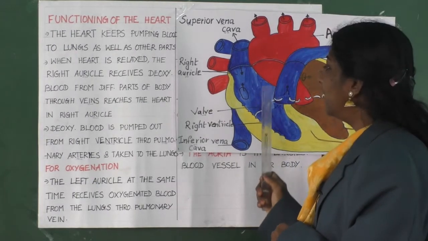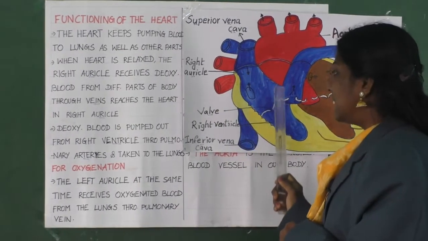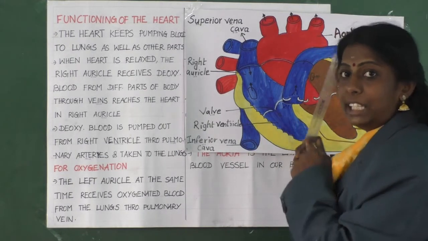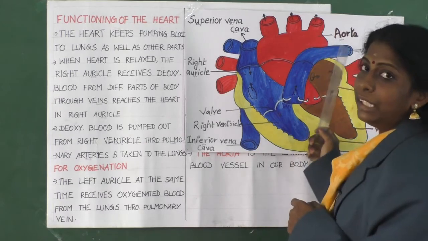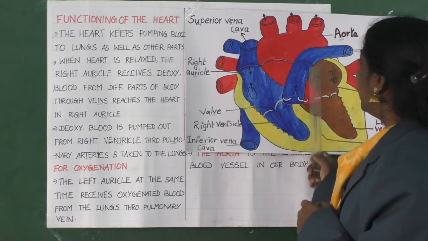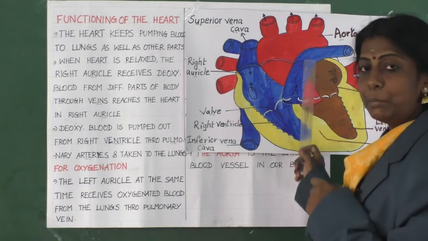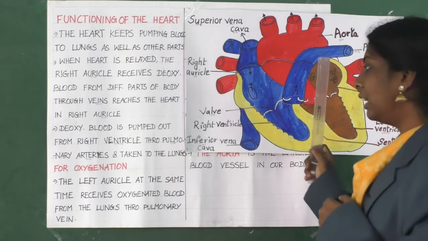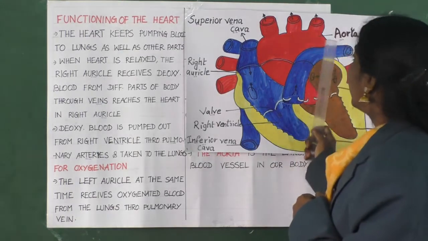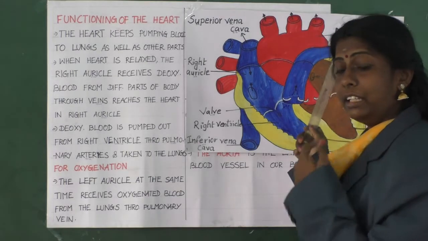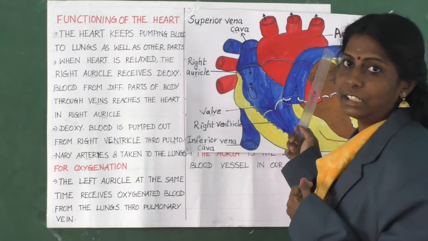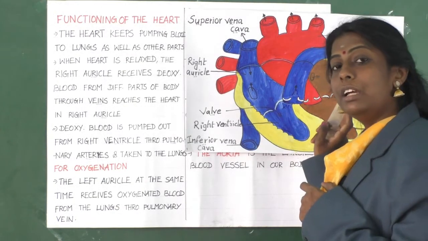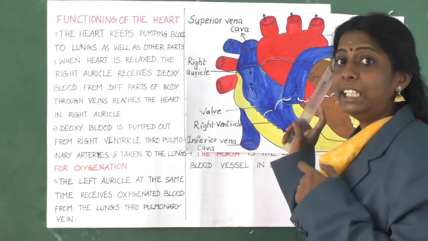Now, what is happening here? This deoxygenated blood is carried from the right ventricle to the lungs through the pulmonary artery. So once again, this pulmonary artery will carry the deoxygenated blood. Clear, children? It is carried to the lungs. What for? For oxygenation, so that this deoxygenated blood will be converted to oxygenated blood by the lungs.